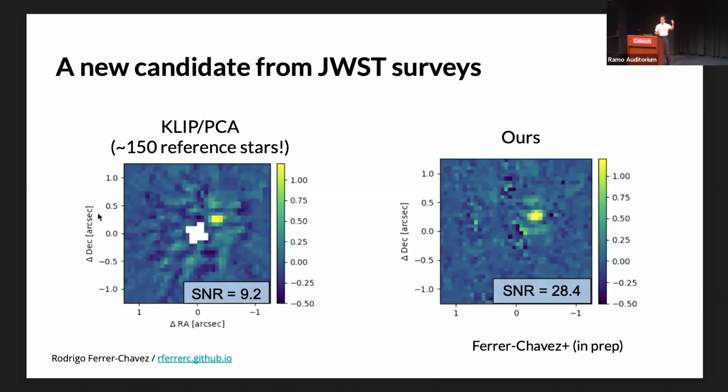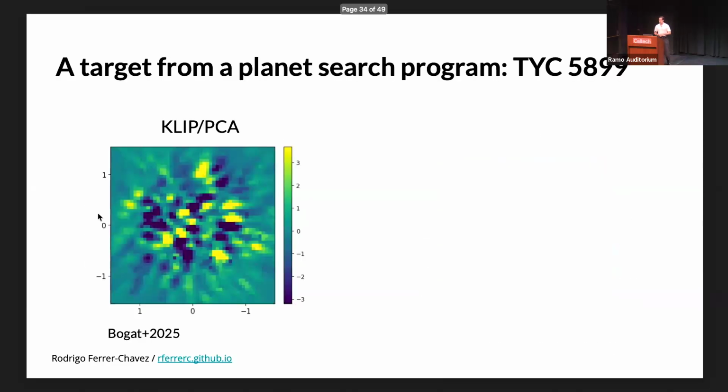Now, let's increase the difficulty level a little bit more. This image that I showed before is actually a real data set from a paper by Bogat. This was basically a planet search program through close associations. This is a real published observation as well, and we don't get very good contrast for a variety of reasons. Maybe the PSF references were not very good. You don't see anything. But when you run our model on it, you have a big surprise.